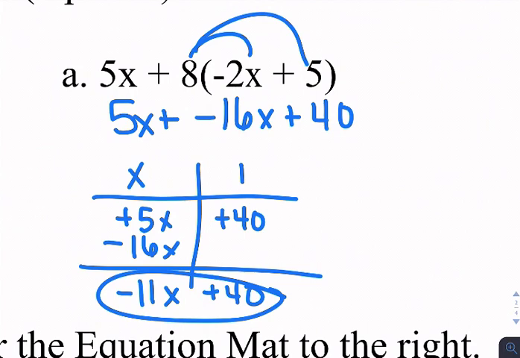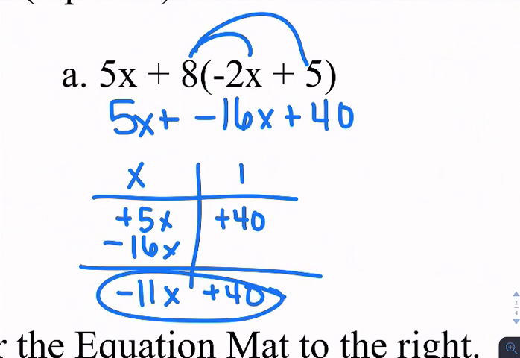So 8 times negative 2x is negative 16x. 8 times 5 is 40. So once I have multiplied by 8, that 8 goes away and I don't use it anymore. I'm not going to be adding on 8 positives. So it's really important that you're very careful with this problem.